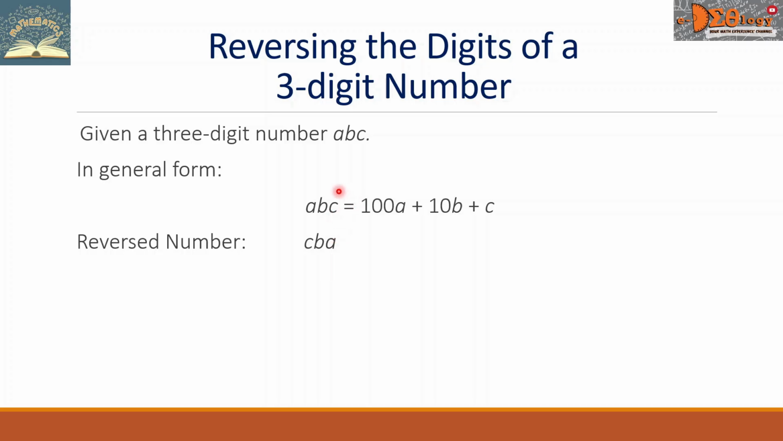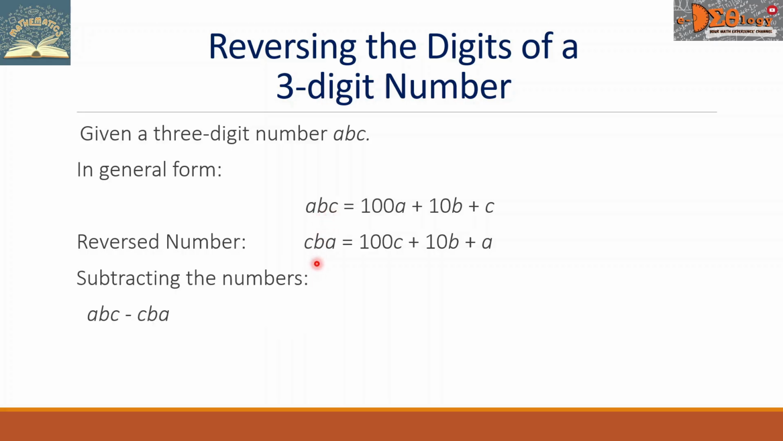The C in the ones originally becomes in the hundreds position, while the A in the hundreds becomes the ones digit. When we write this in general form, we have now 100C plus 10B plus A. Note that the tens digit, which is B, is the same for the two numbers. Now let us subtract the numbers.